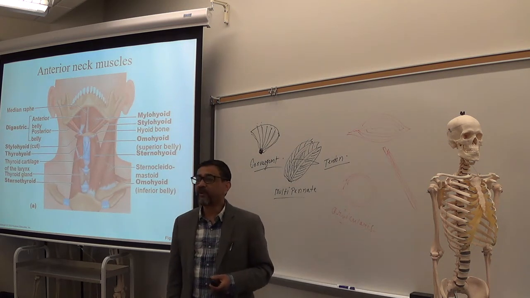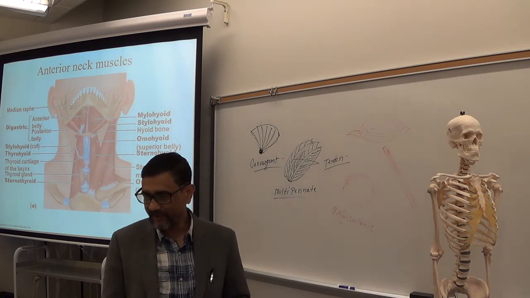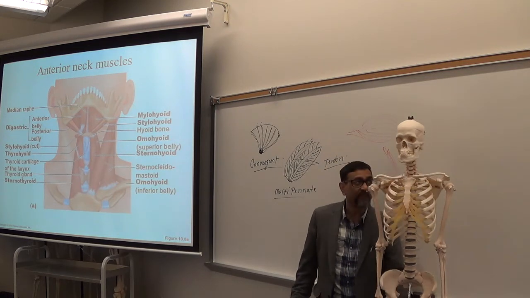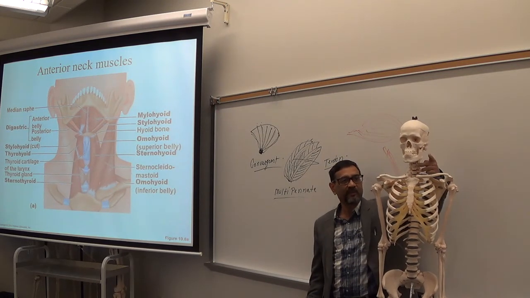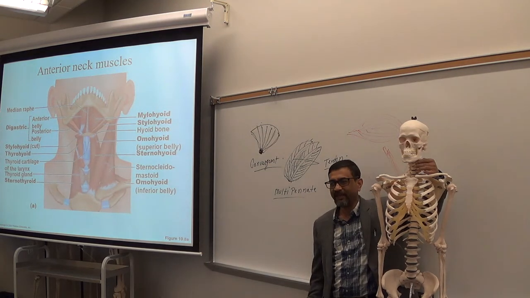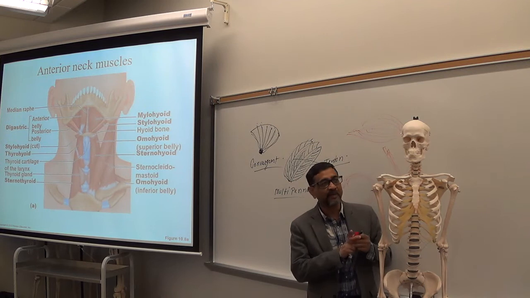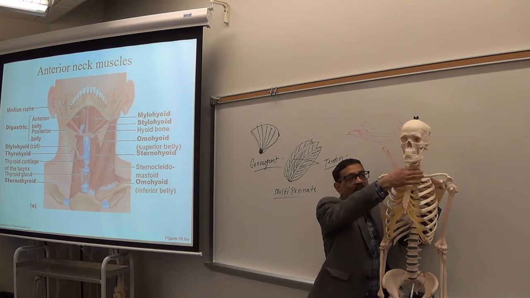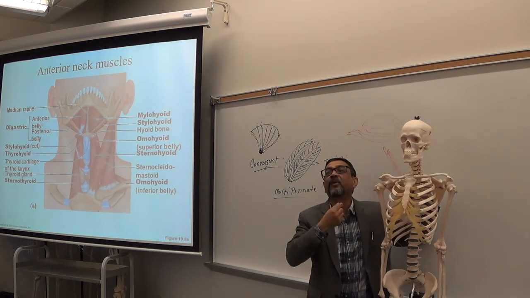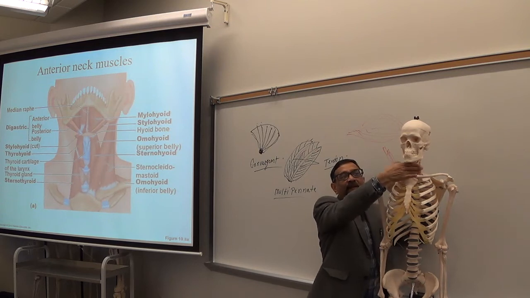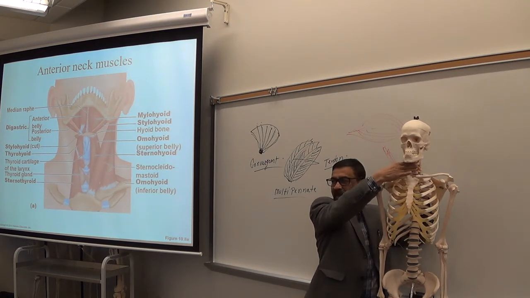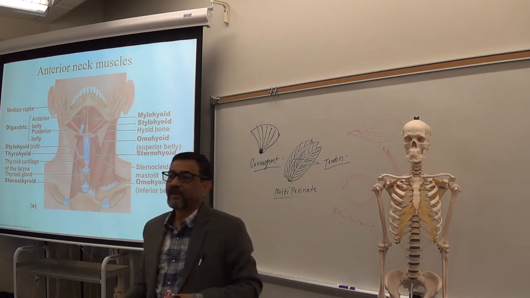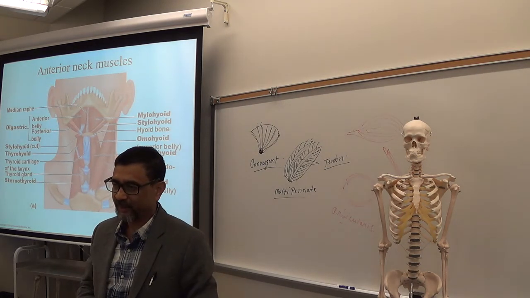Muscles of the front of the neck, anterior neck muscles. You all know, I mentioned before, this bone, which bone is this? Hyoid, right? And I told you that the hyoid bone supports the anterior neck muscles. Remember? Because this is the only bone here in the front of the neck. So, your anterior neck muscles are supported by the hyoid bone. Makes sense? So, that's why most of the anterior neck muscles have hyoid in their name.